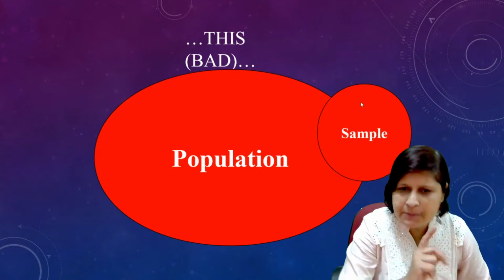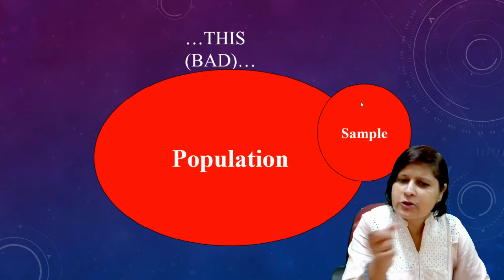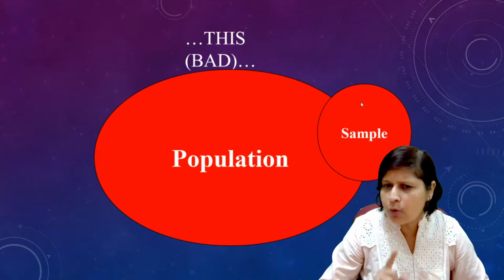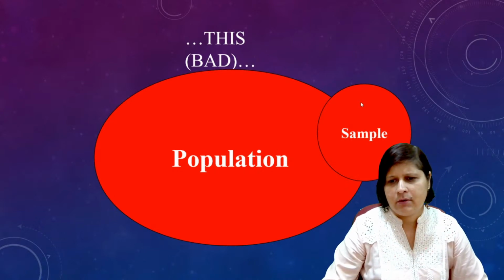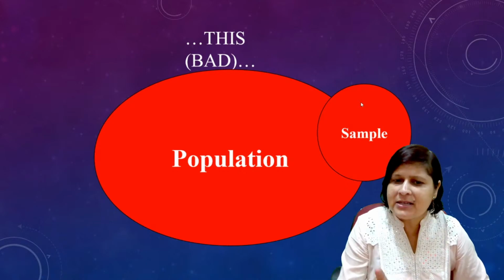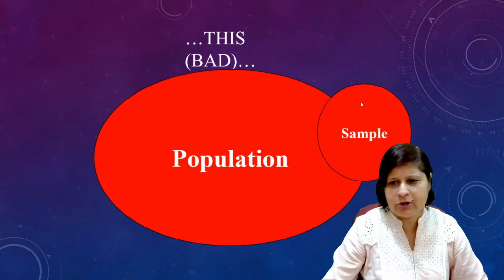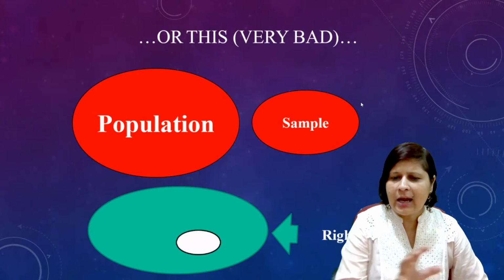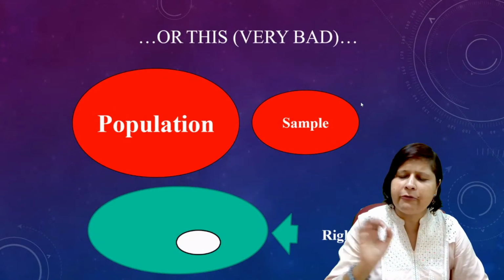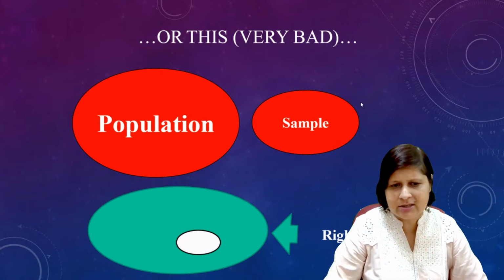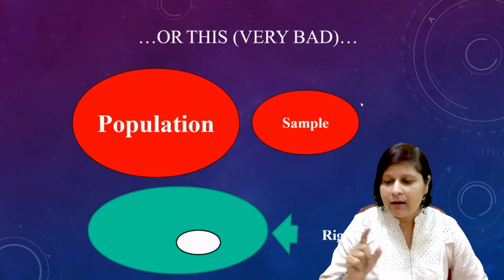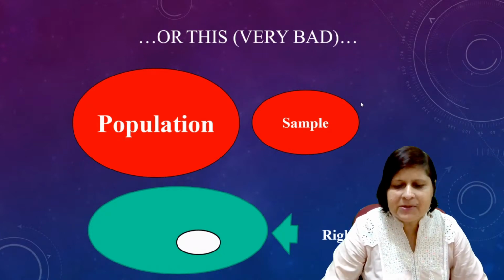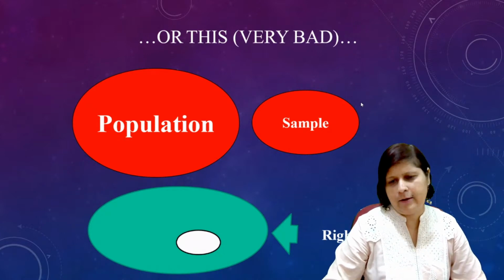Sample should be a subset of your population. There should be no intersection. There should be no common area, but sample should be a subset of population. So this is bad, and this is really bad. If you take a sample from some other population for your study, then it is very bad. A right sample is a sample that is a subset of your population.